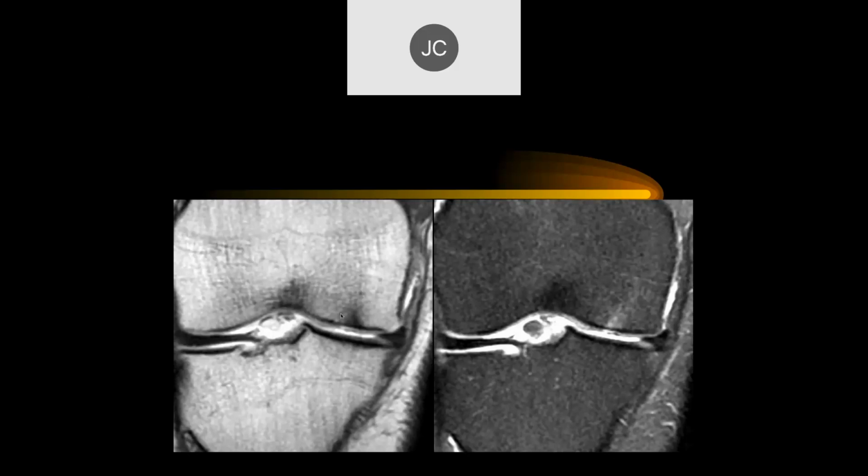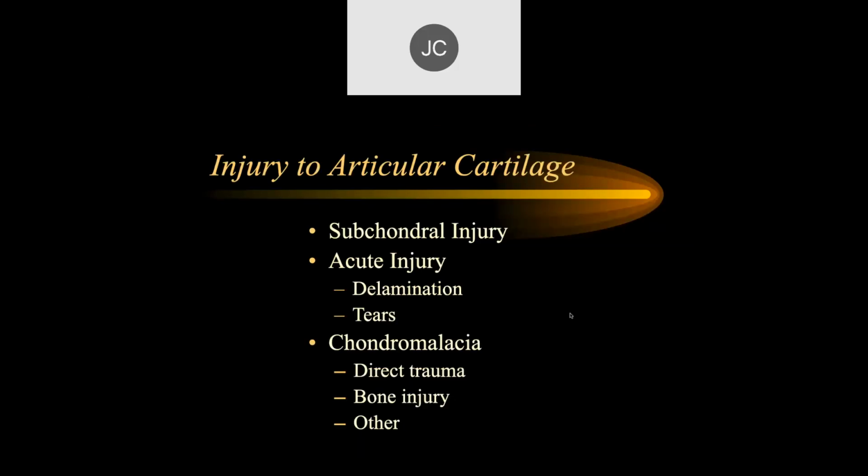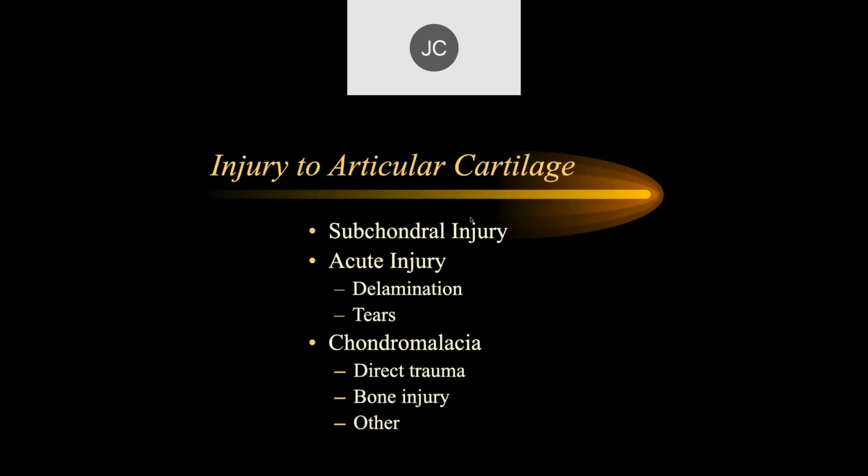Okay. So we see some subchondral bone signal abnormality here with edema, and we see a defect in the articular cartilage right through here. See the defect in the cartilage. If we go to the PD and the T2 cube, here's the PD, a little bit of signal abnormality here, some irregularity of the subchondral bone.